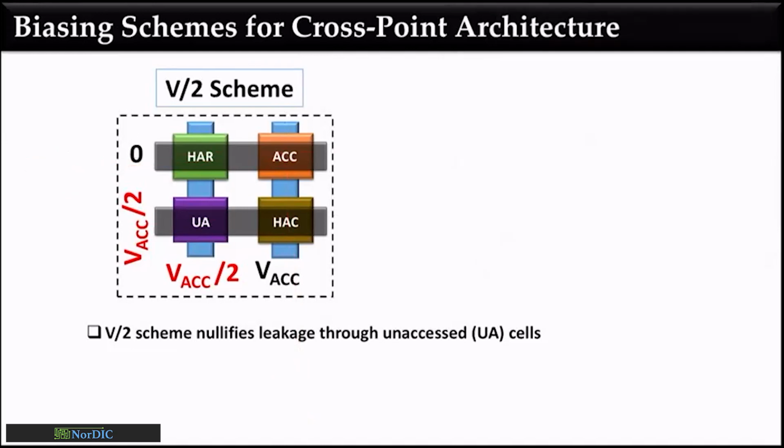Now, here is how you access one cell. Imagine we want to access this particular cell. You apply the access voltage. The reason I'm calling it access is because it could be read or write. It could be write voltage or read voltage. You actually use different levels of voltages for read and write, so in general, we can just call them access voltage.